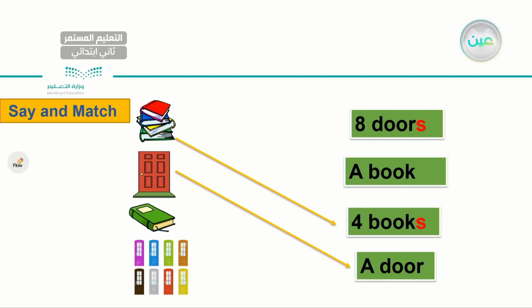1 door. How many books can you see? I can see a book. 1 book, singular. And for the last picture, how many doors can you see? I can see 8 doors. So let's go ahead and read our answers. 4 books, a door, a book, and 8 doors.